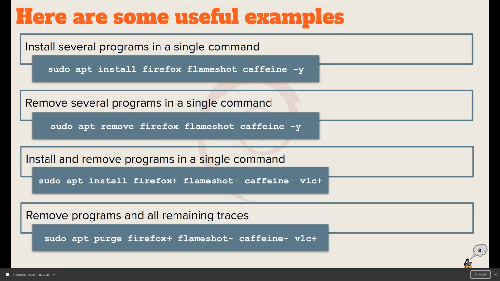The first one, install several programs in a single command. I want to install Firefox, Flameshot, and Caffeine. I don't want to type 3 commands. I want to type only one. Sudo apt install Firefox Flameshot Caffeine -y because I'm gonna go get some coffee and I want you to do everything on your own, because by the time I come back, I want to log into Firefox.